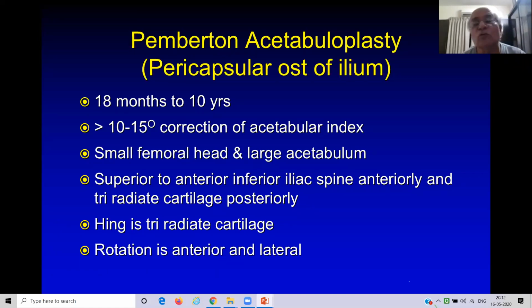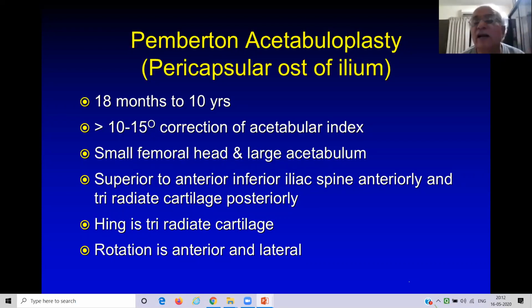The correction is more here. The Salter is only 10 to 15 degrees, but here the acetabular index can be changed by more than 10 to 15 degrees. A small femoral head and a large acetabulum is another indication. So it reduces the volume there. Very important.